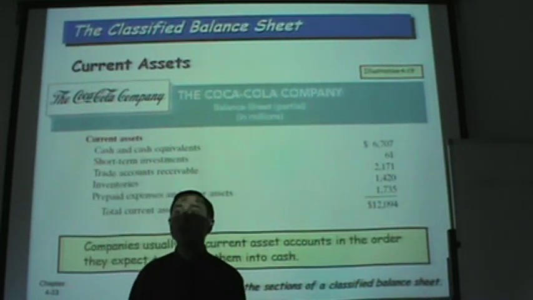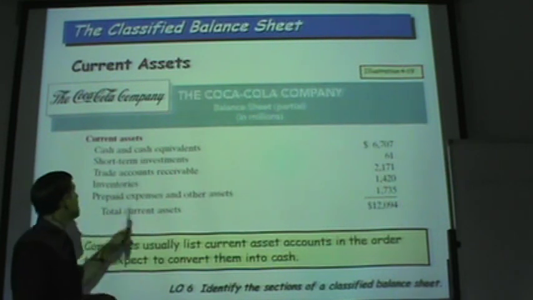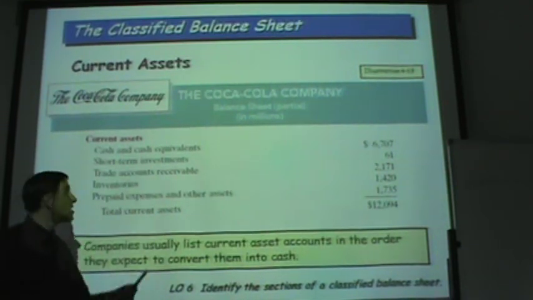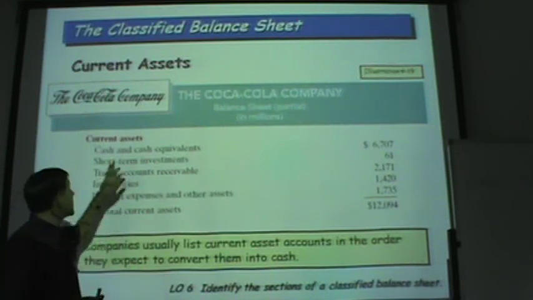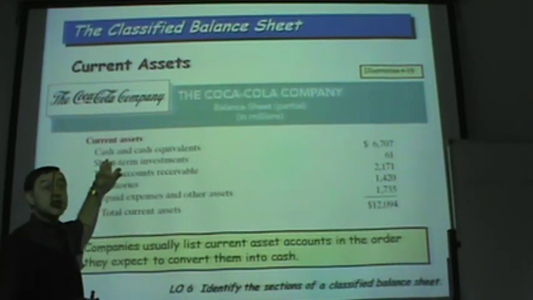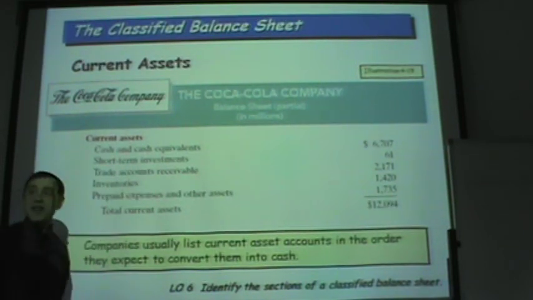All right, so which are the current assets? Examples. The most prominent ones will be cash and cash equivalents. So you get cash in the bank or cash in the register. That counts as short-term, as current. Next one, short-term investments.